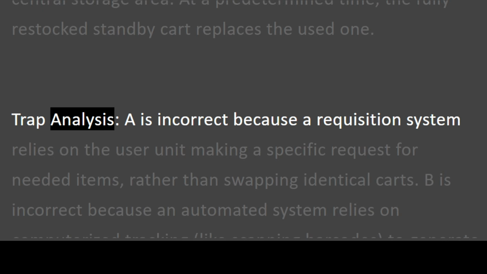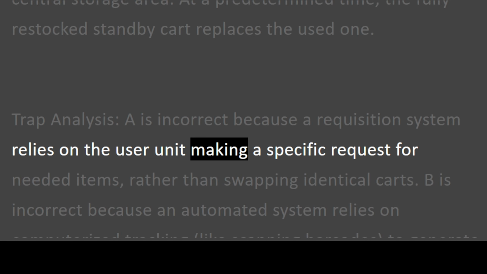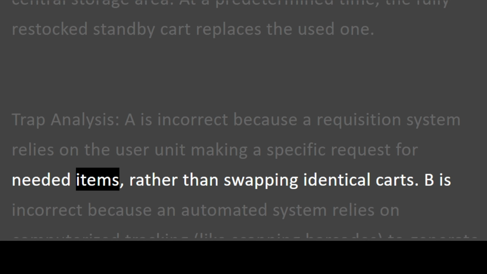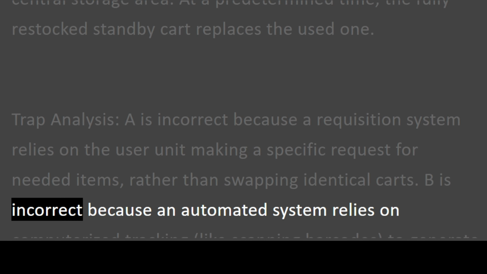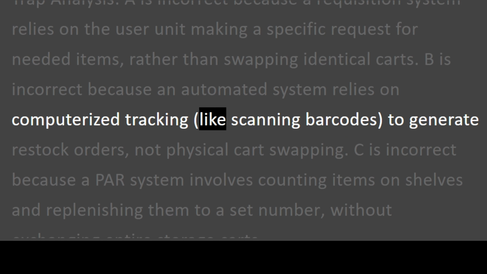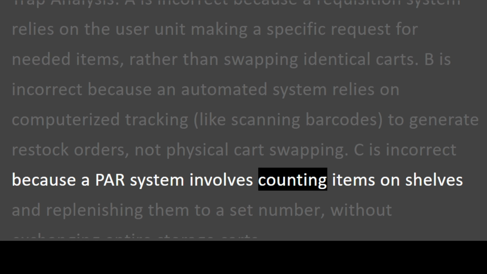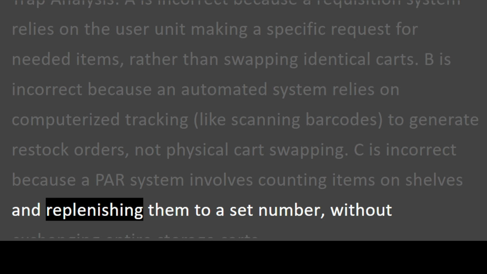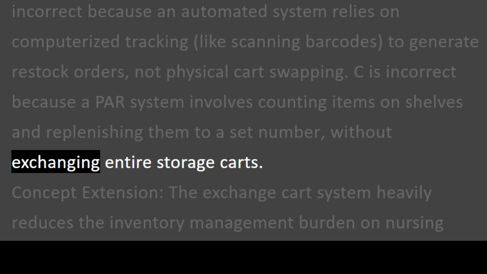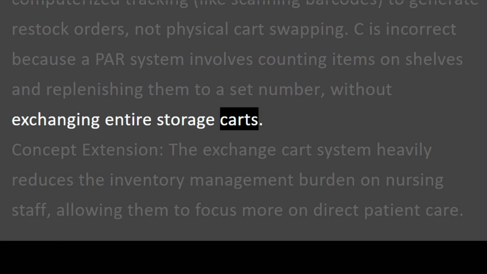Trap analysis. A is incorrect because a requisition system relies on the user unit making a specific request for needed items, rather than swapping identical carts. B is incorrect because an automated system relies on computerized tracking, like scanning barcodes, to generate restock orders, not physical cart swapping. C is incorrect because a PAR system involves counting items on shelves and replenishing them to a set number, without exchanging entire storage carts.